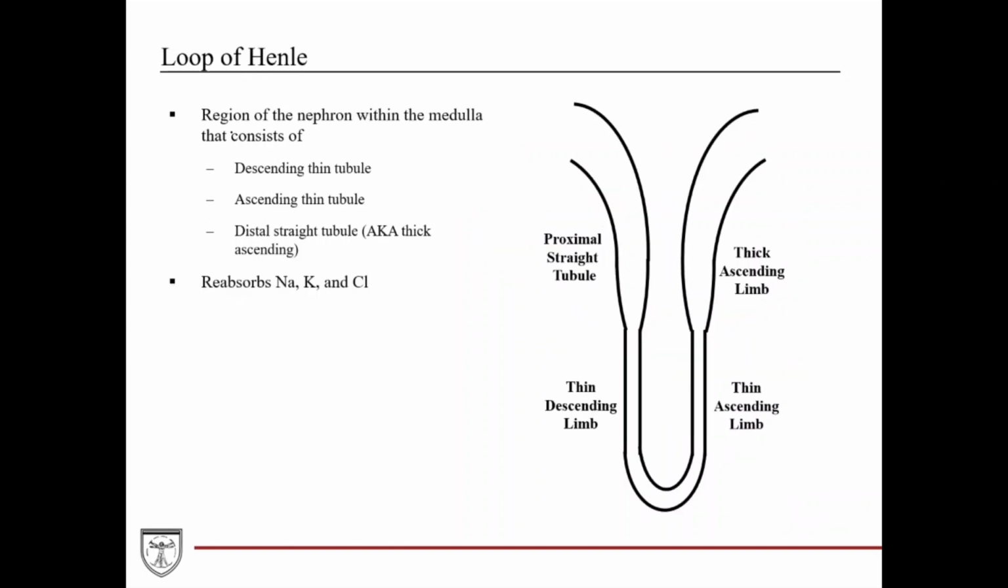So the loop of Henle is a region of the nephron that's really within the medulla, and it consists of three parts: the thin descending limb, which you show here, the thin ascending limb, and then the thick ascending limb here. This is also known as the distal straight tubule, and it reabsorbs sodium, potassium, and chloride, but this is also more so part of the process of starting to concentrate the urine. The loop of Henle's main responsibility is to contribute to concentrating the urine.